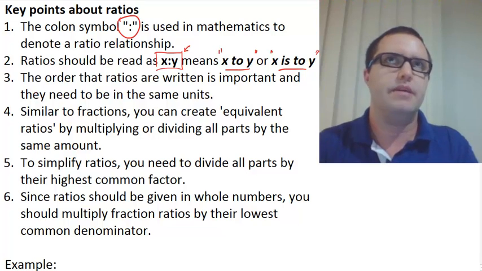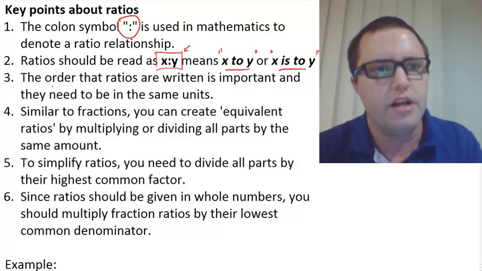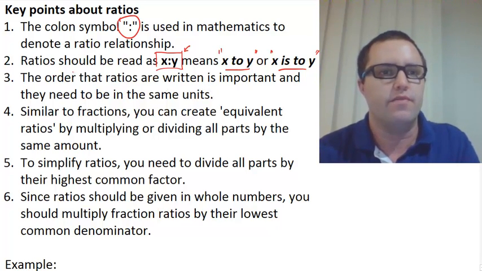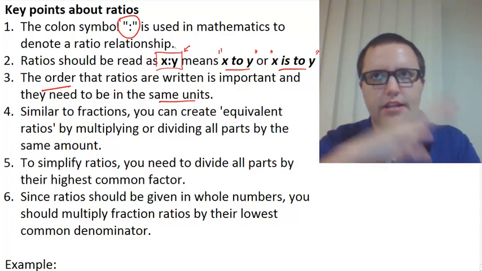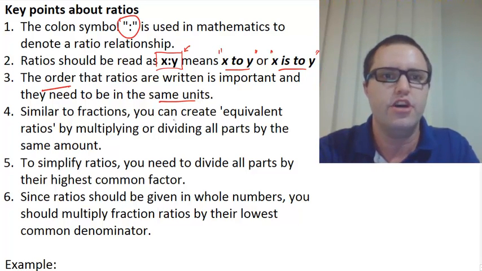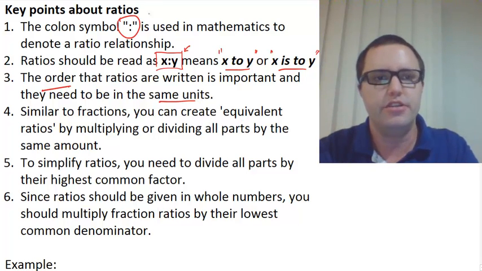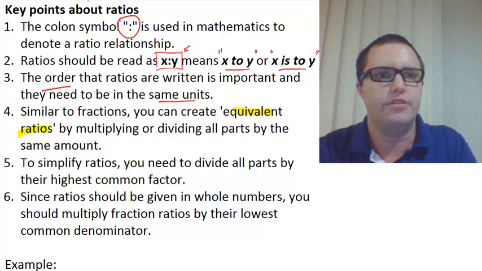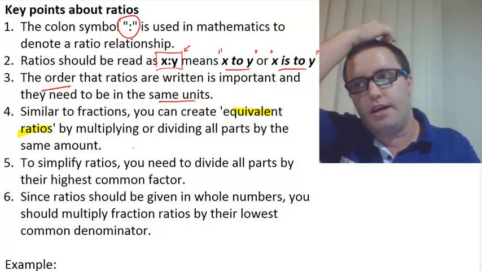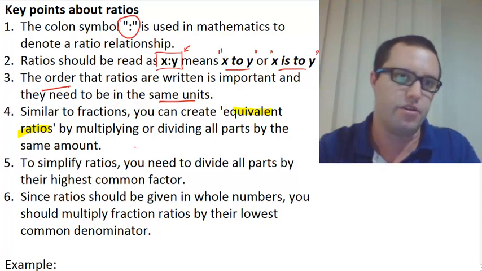Now, as well as being in the same units, it's very important that the order that ratios are written is very important. So, two things here, order is important and same units is important, okay? So x colon y, you can't just flip that around. It has to stay as x colon y. Now, similar to fractions, you can create equivalent ratios. Okay, so that's a key one here, equivalent ratios, by multiplying or dividing all parts by the same amount. Okay, that's something we'll see in this video later on. Essentially, if you get equivalent fractions, you'll get equivalent ratios, no problem.